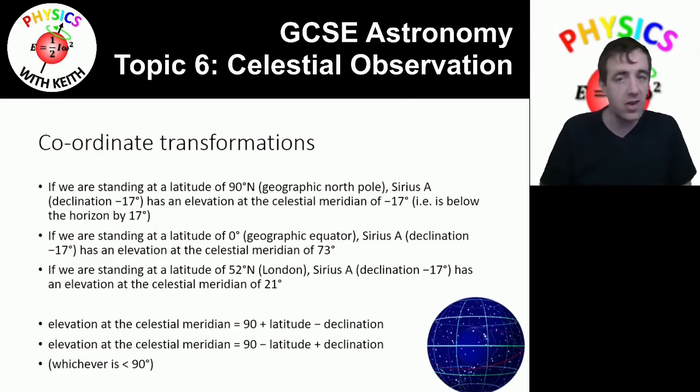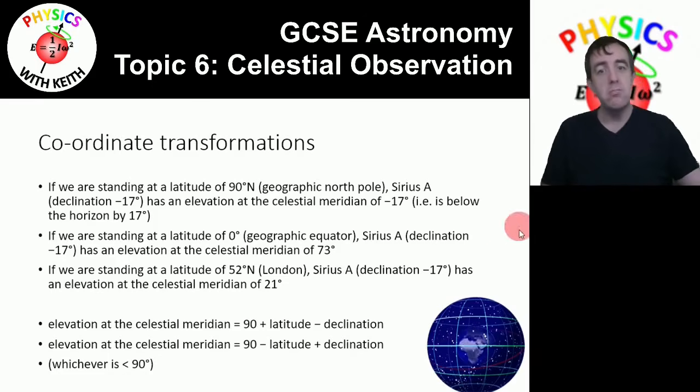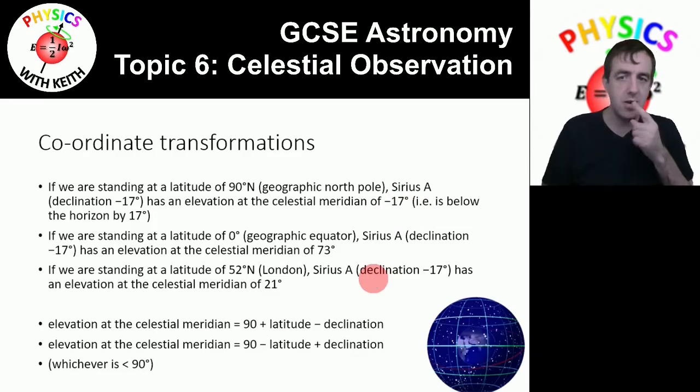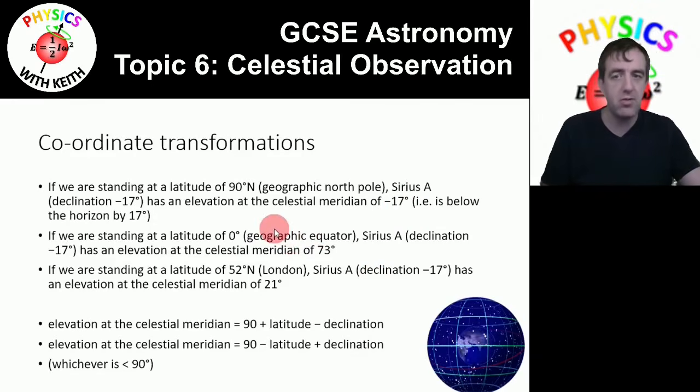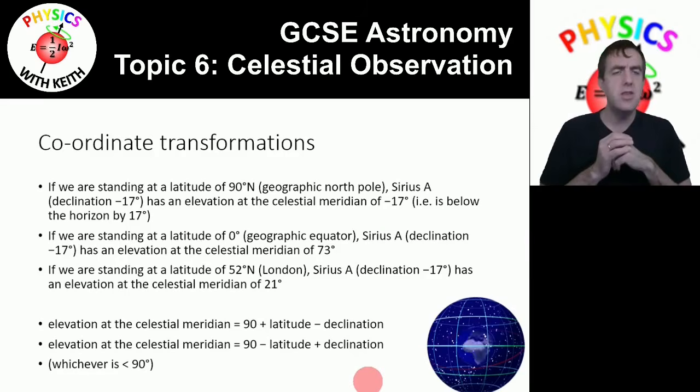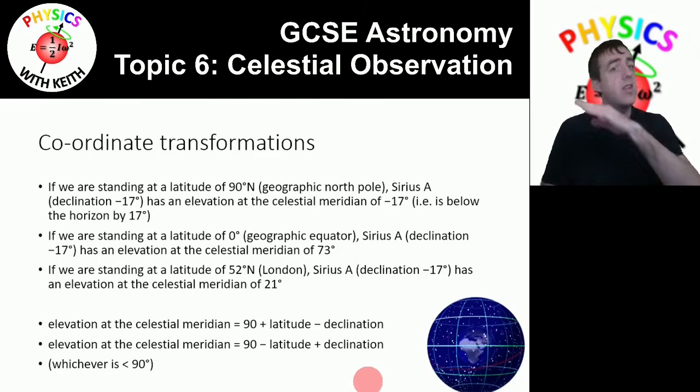That means we will not see it. That means its elevation is minus 17 degrees. It's below the horizon by 17 degrees. But if we're stood on the geographic equator, Sirius A, with its declination of minus 17 degrees, has a much higher elevation of 73 degrees. That's when it's at its highest point, as it crosses the celestial meridian.